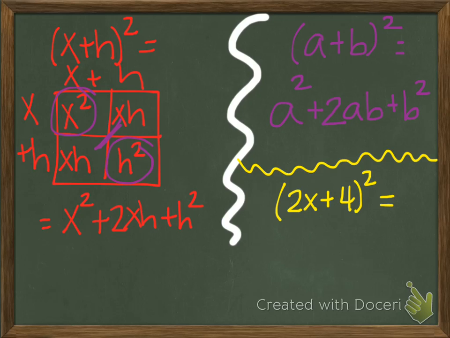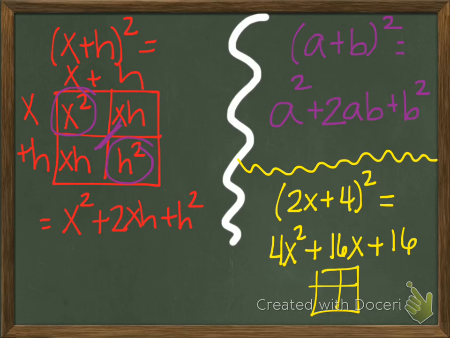So the shortcut says square the first thing. When I square 2x, I get 4x squared. Remember, you have to square both parts. Then I'm going to multiply the insides together. That will give me 8x. But I have to multiply it with another 2, so I actually get 16x. And then you square the last number, 4, and that would give me 16. So just a shortcut. Now, can you still draw your rectangle and go the way we've always done? Of course. But if you want to square things a little quicker, this is a good option.